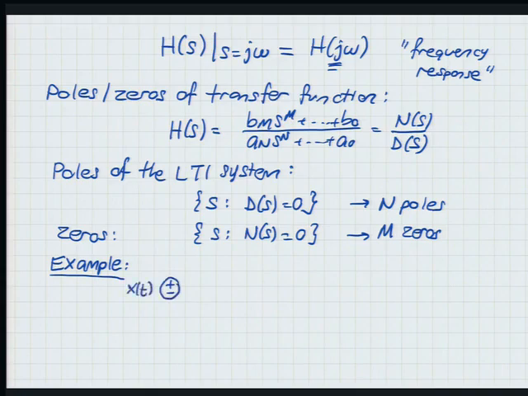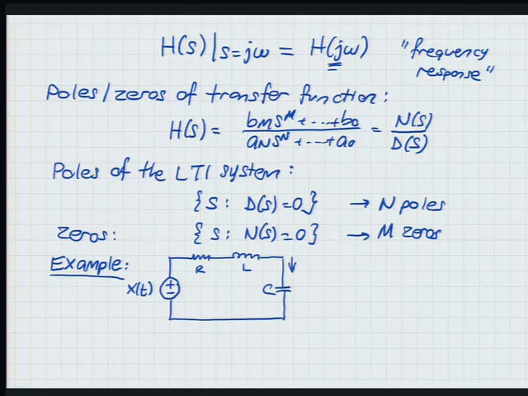So x of t is going to be the voltage that I'm applying to an RLC circuit. There is a resistor R, an inductor L, and then a capacitor C. And the current that flows in this direction, I'm going to call it y of t. That's the output that I'm considering.